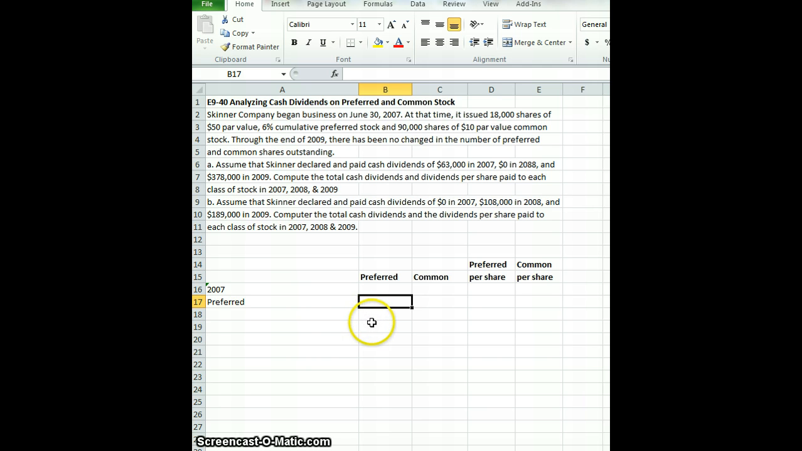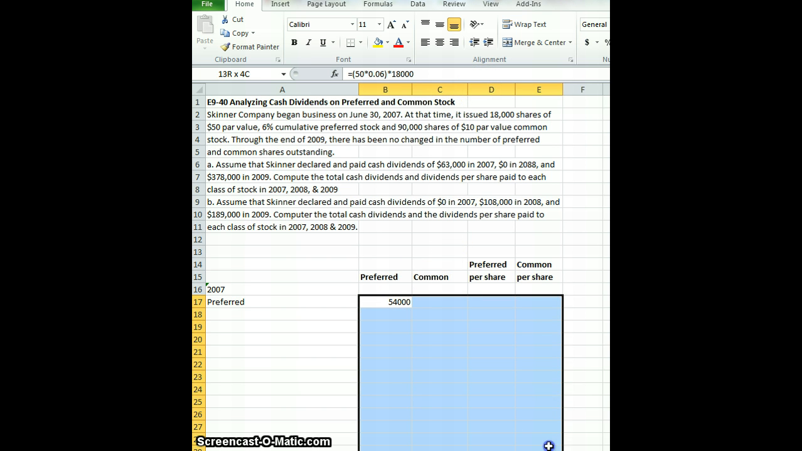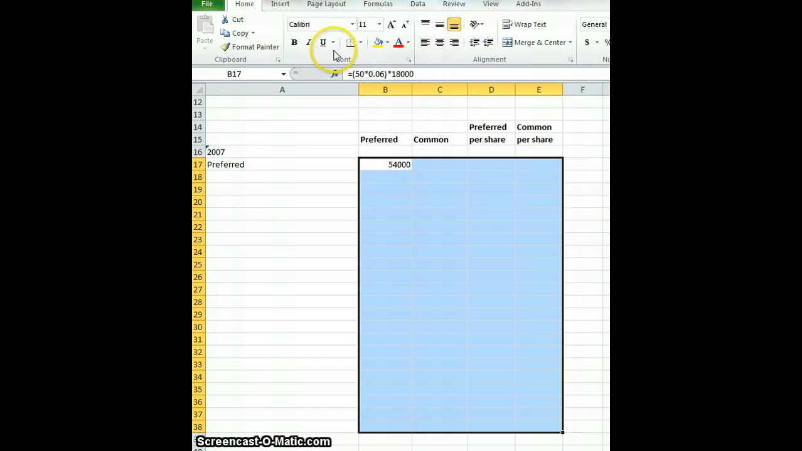So to calculate our preferred, we're going to do a little formula here. We're going to take equals our $50 par. This is where par is important, because that tells you what percentage the cumulative is going to be issued on. So times 0.06, so 6%. 6% of 50 is going to be our dividend per share, which in this case is $3 per share. So we're going to have to pay $3 per share per year, times 18,000 shares. So our preferred stock dividend that we have to pay every year is going to be $54,000. I'm going to do a little formatting here.